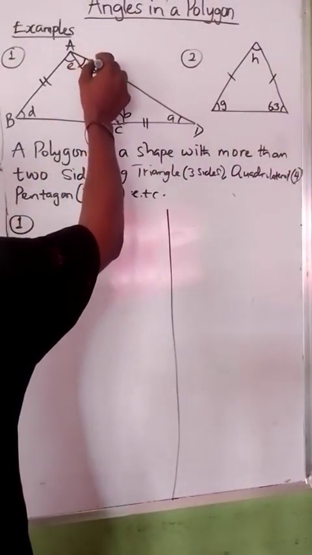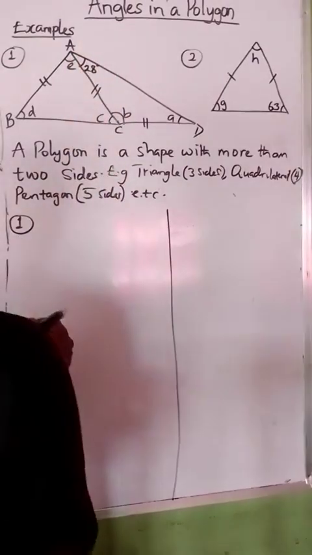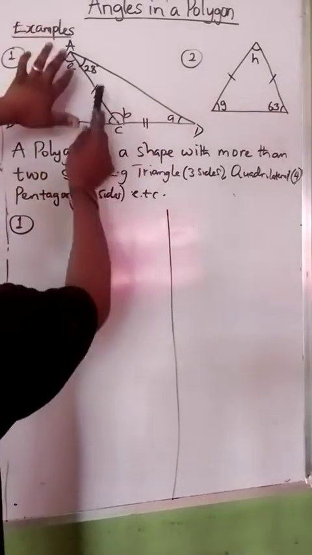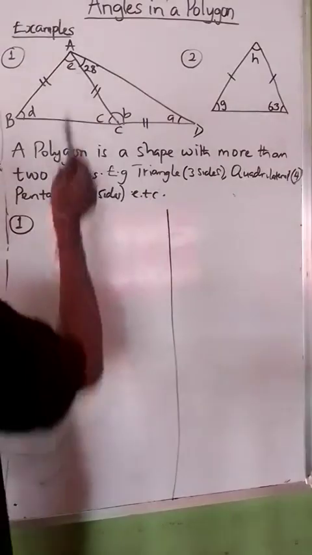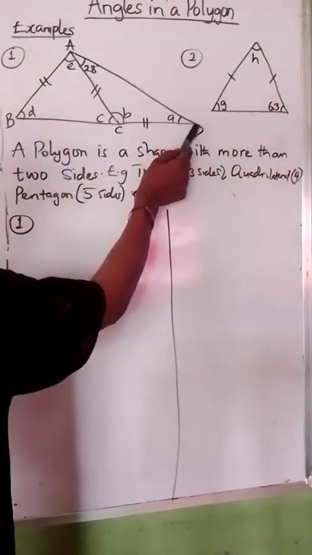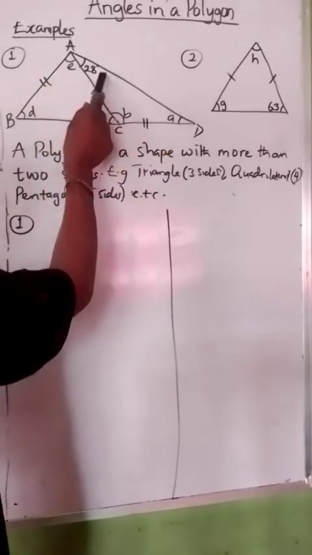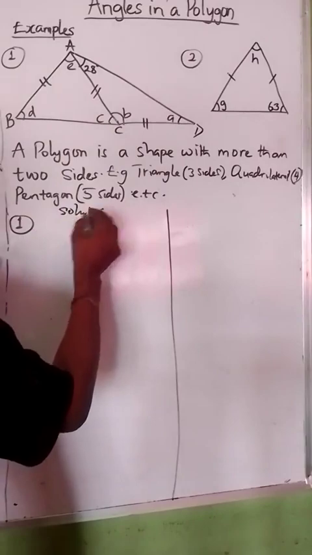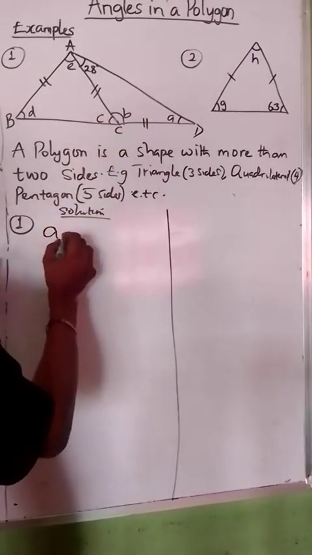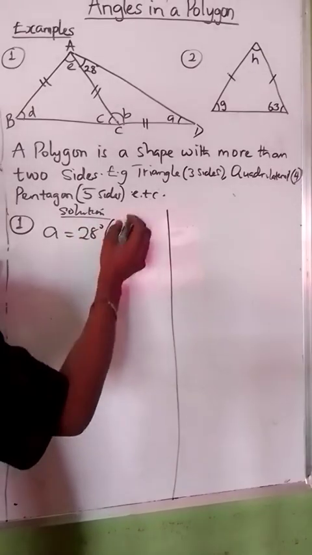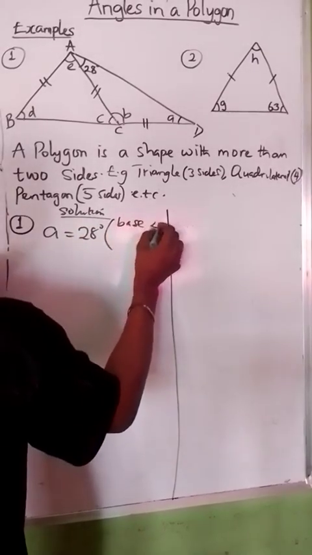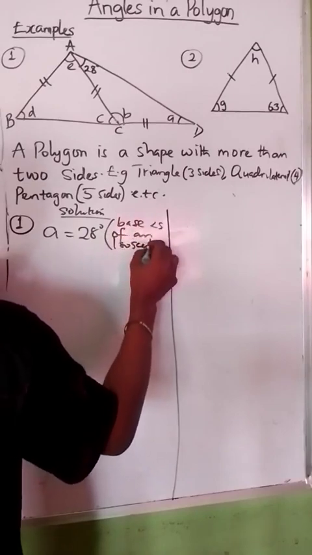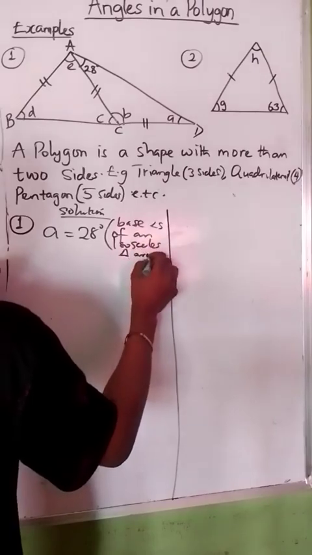So this is 28 degrees. This is another isosceles triangle facing this side. Remember, I told you if this line is the same as this line, their angles here will be equal. So base angle means A. Solution: A equals 28 degrees, because base angles of an isosceles triangle are equal.